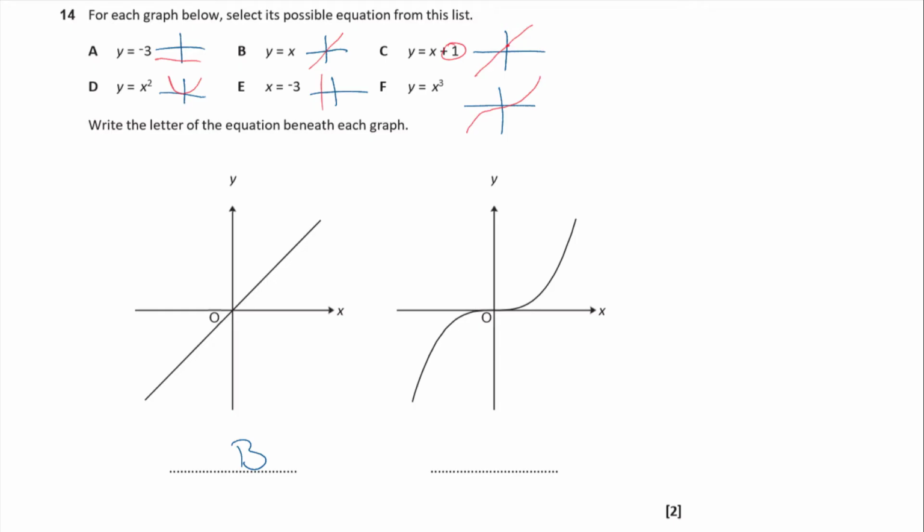Now, you need to kind of know the basic shapes of these graphs. If you don't know what these graphs look like, there's really no way of answering this question. And it's just really a knowledge question. So, sketch what a typical quadratic, what a typical cubic, what a typical linear equation looks like. And have those in the back of your mind, so you can answer questions like this.